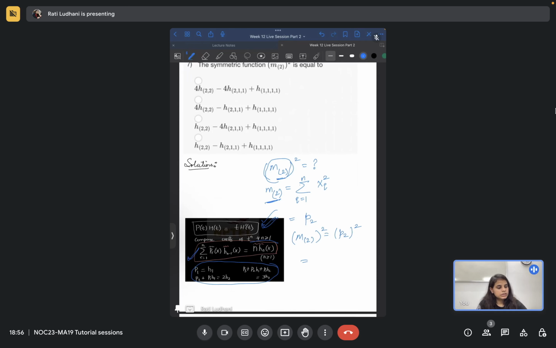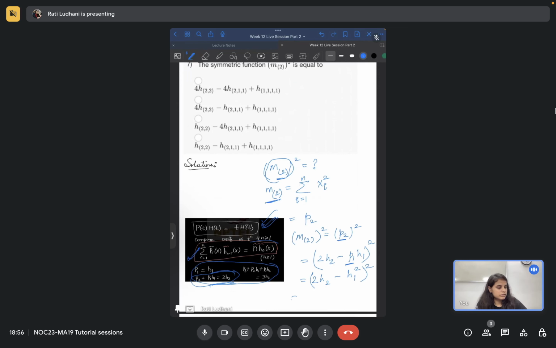So we get P2 is equal to this one. P2 is equal to 2H2 minus P1H1, and P1 is equal to H1. Yes, exactly. So P2 is 2H2 minus H1 square, from here. And now we need the square of that.